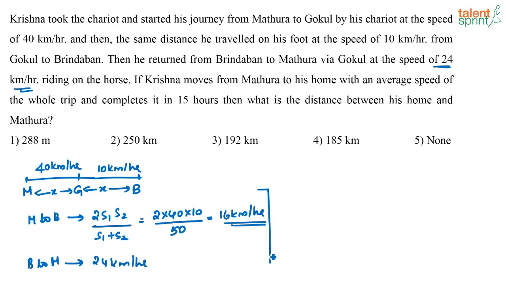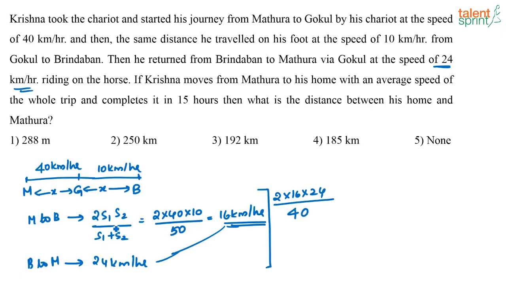Now what is his average speed for the full journey? Again, see, in the forward direction he is travelling a distance of 2x kilometers with an average speed of 16 kilometers per hour. In the reverse direction, the same 2x kilometers, he is travelling with a speed of 24 kilometers per hour. So for this full journey, what is his average speed? It is nothing but, again, the average speed of these two, that is 16 and 24. In both cases the distance is again the same. So now the average speed is nothing but, again, 2 into 16 into 24 divided by 16 plus 24, that is 40. Correct. Again use the same formula.